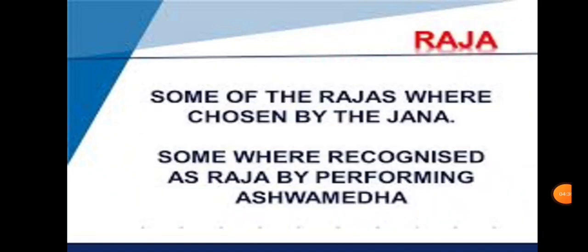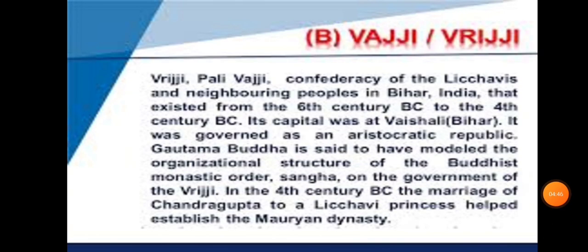So who was Raja? Some of the Rajas were chosen by the Jana or some were recognized as Raja by performing Ashwamedha. They performed rituals, met and took decisions on issues of common interest in assemblies, through discussions and debate. However, women, slaves, and wage earners could not participate in those assemblies.